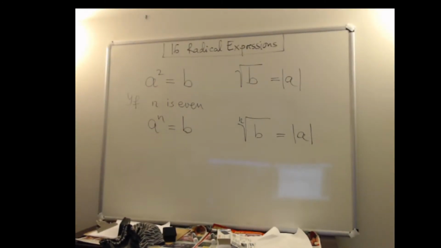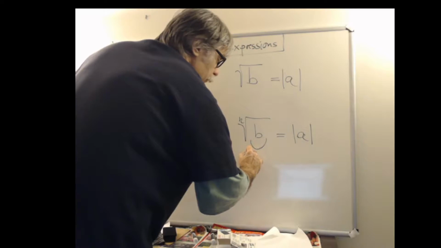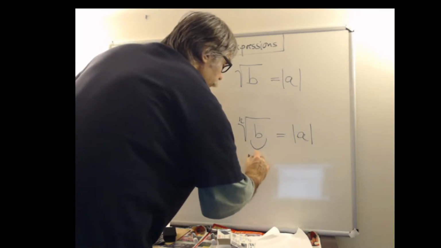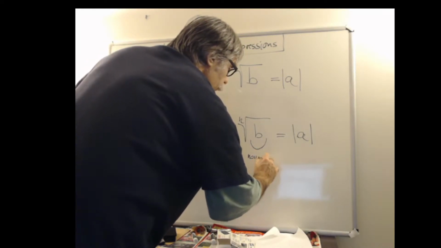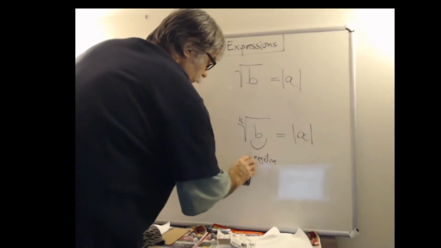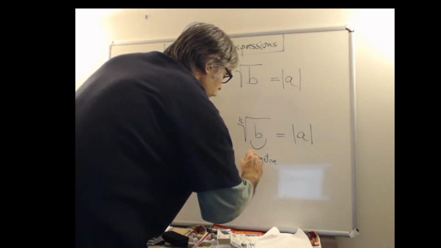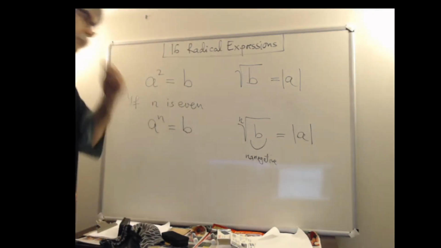So if n is even, we are assuming this is non-negative. It could be 0, but we are not allowing it to be negative. So it's non-negative: it could be 0, it could be positive, but not negative. I should probably say it like this. Non-negative.